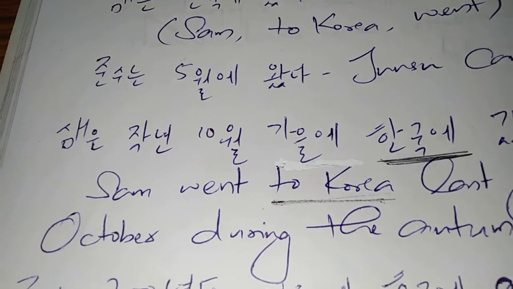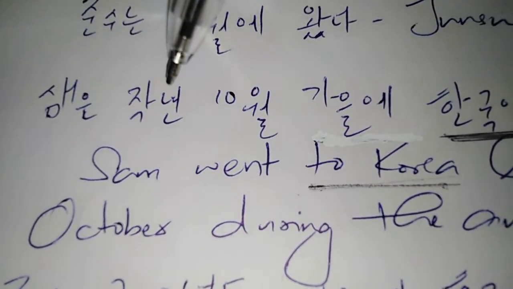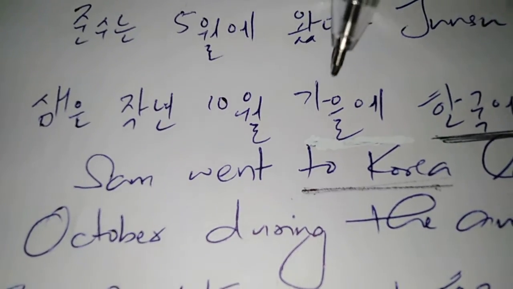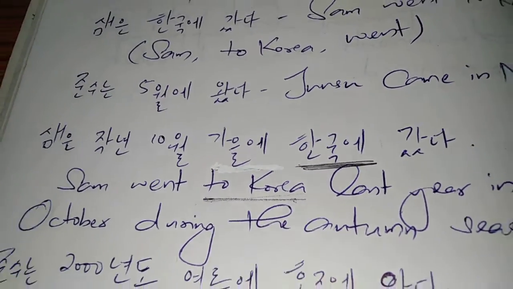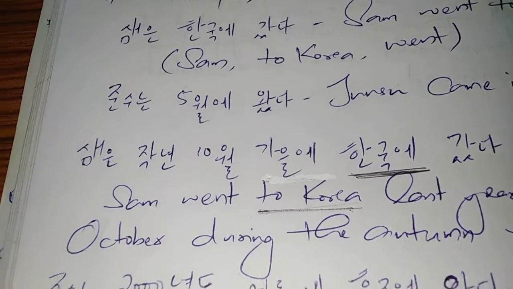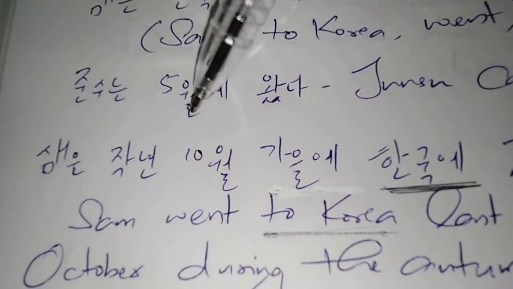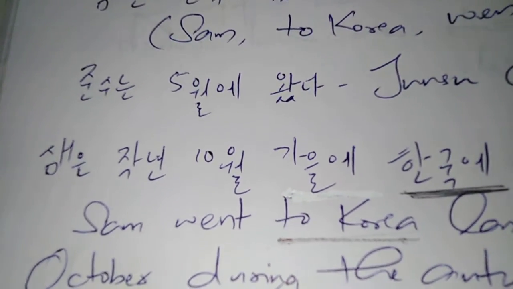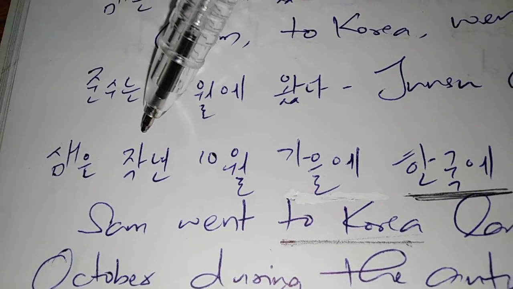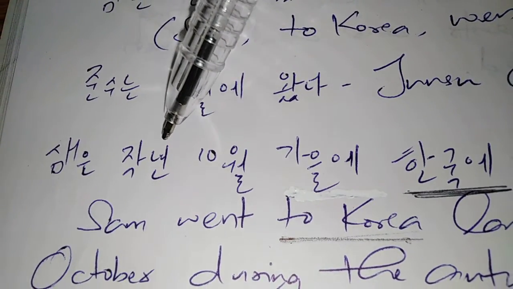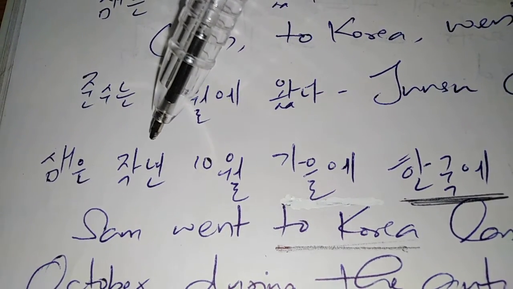The next example is a bit longer one. 샘은 작년 10월 가을에 한국에 갔다. So once again our subject is Sam. 작년, 작 is a prefix you would usually see to say last. 년 is a suffix you would usually see to indicate year.